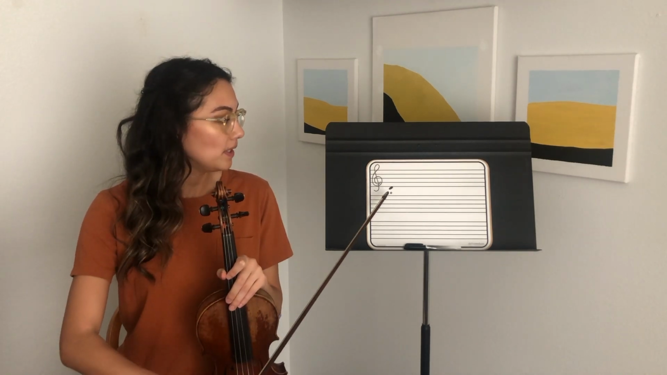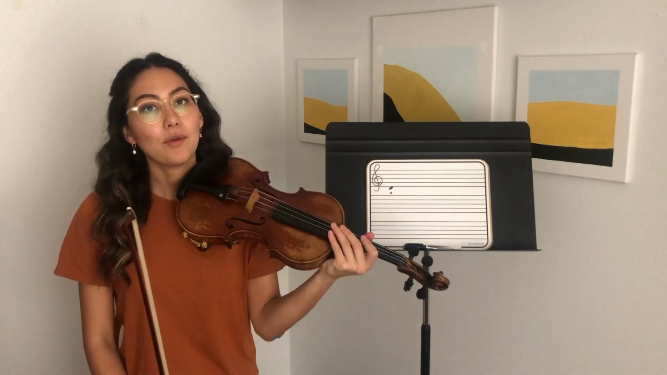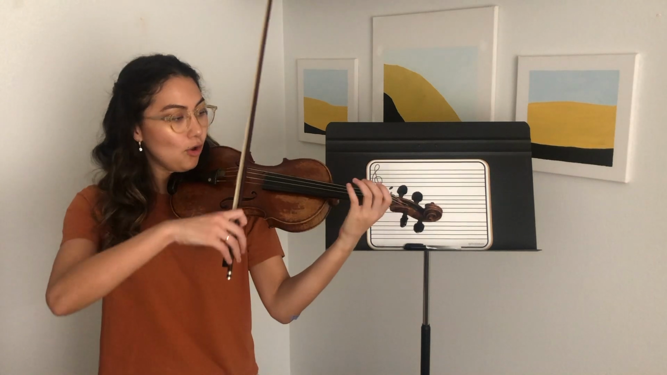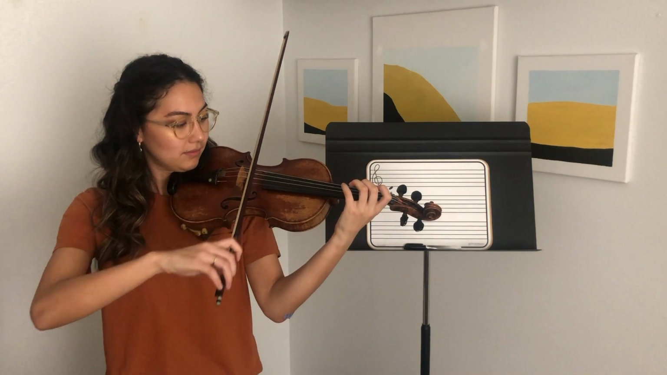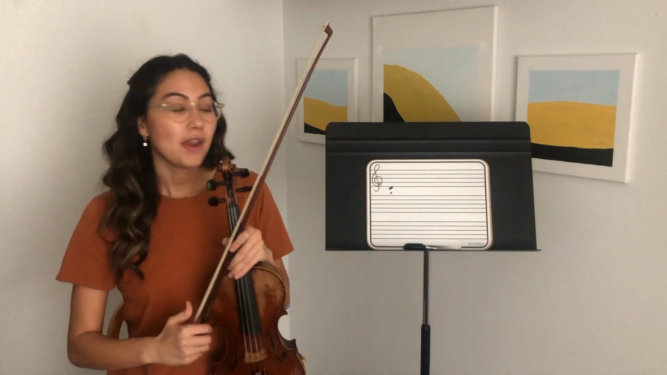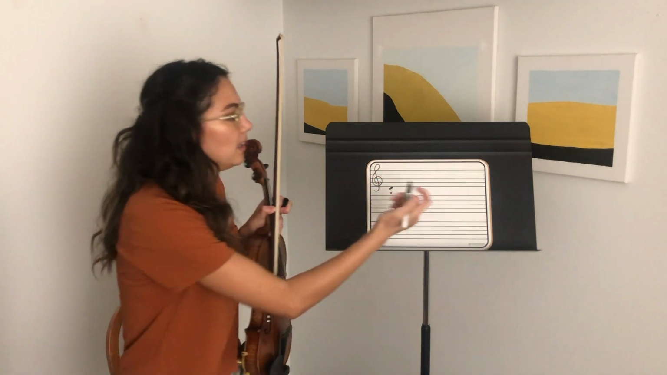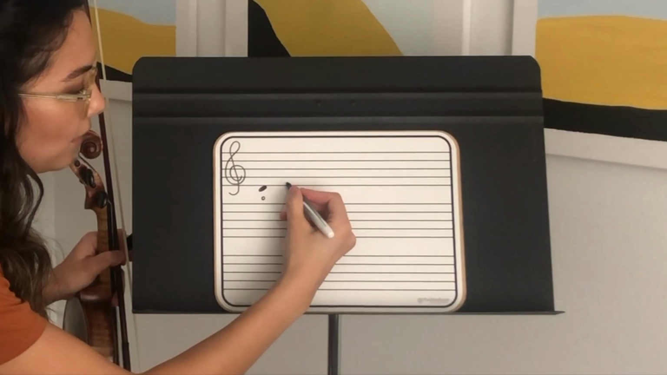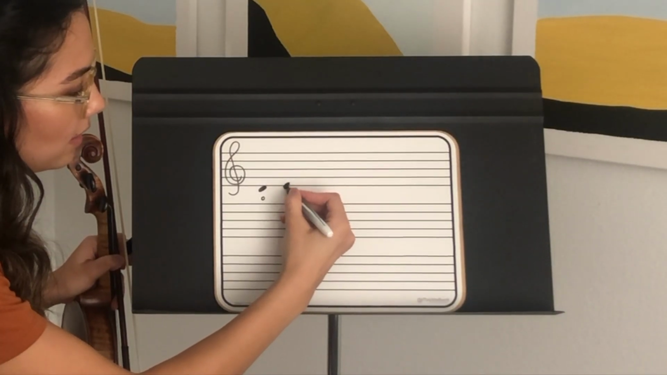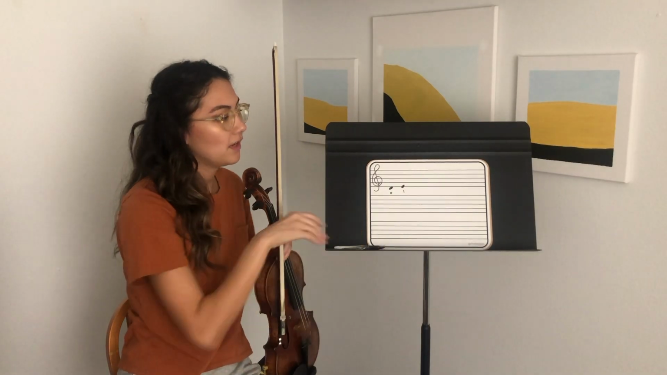The very first note on D string is D, open D. There's a little zero. Zero means you don't play it with any fingers. So our open D string is like that. And then our next note is called E. E is written on the first line of the music staff, and we use our first finger to play it.